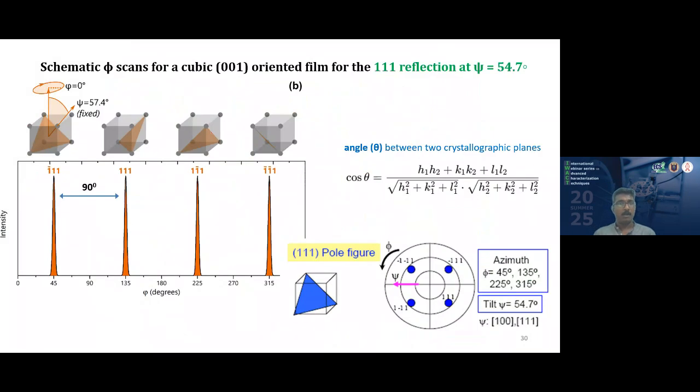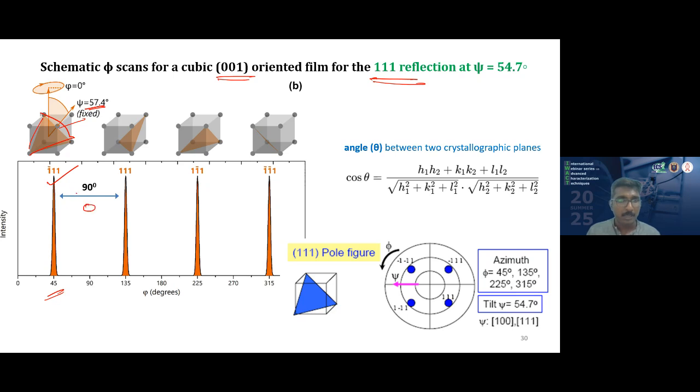This is what we have explained for the case of the 111 pole figure for a 001 oriented crystal. We will obtain the 111 peak by tilting the sample by 57.4 degree. We will get one family of 111 plane, and corresponding to that, we will get a Bragg reflection. We will get a high index peak at this tilt angle.